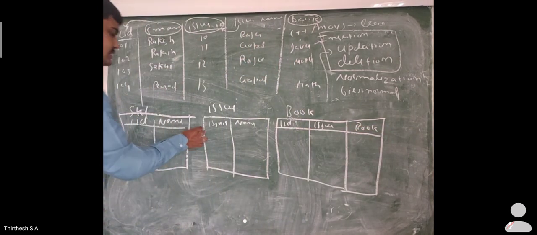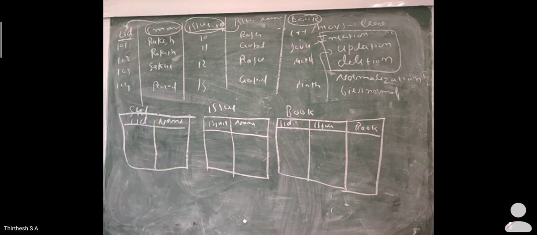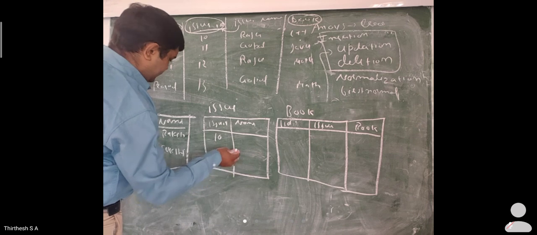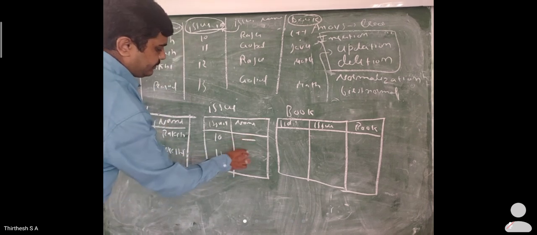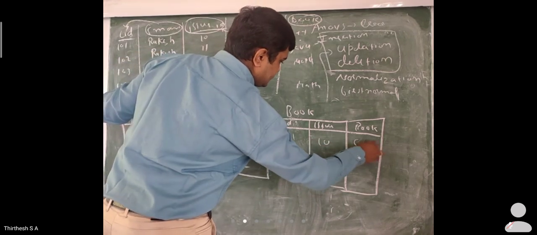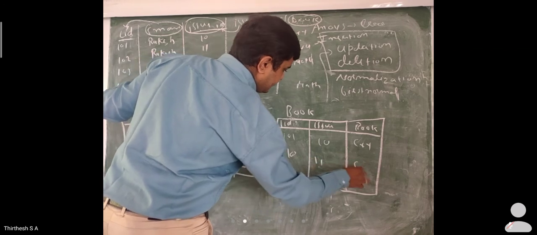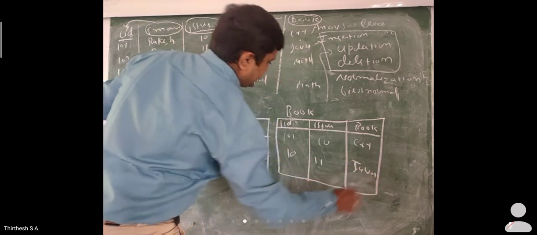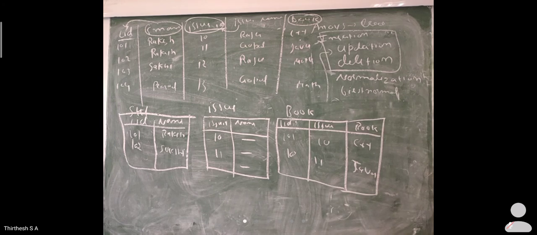So here each and every table will have its own entries. For example, 101 Rakesh, 102 Sakshi. In the next table, issue ID 10, 11 with names. Here, library ID 101, 10, C++; 102, 11, Java. So this is how second normal form works.